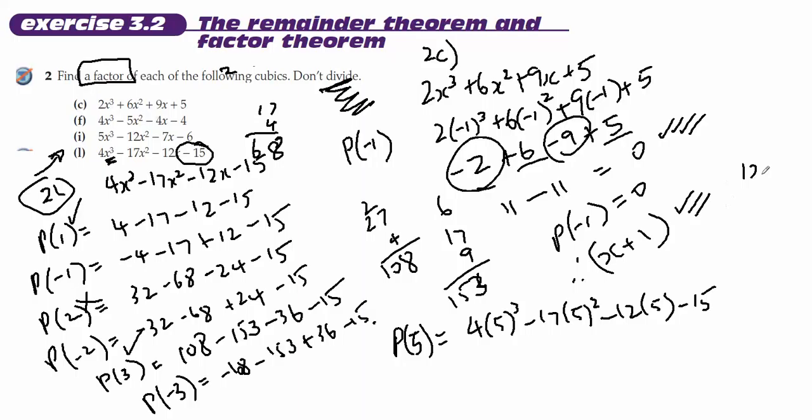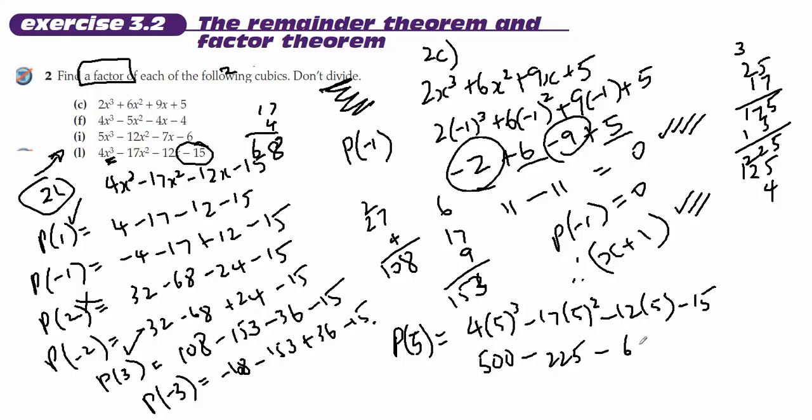Okay, 5 cubed is 125, so that times 4 is 500. Minus 5 squared is 25 times 17, which is 425. Minus 60 minus 15. No good.